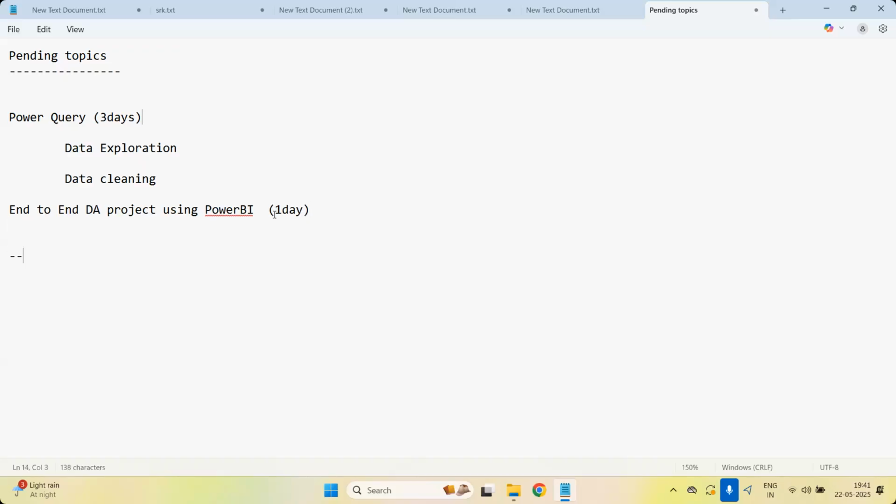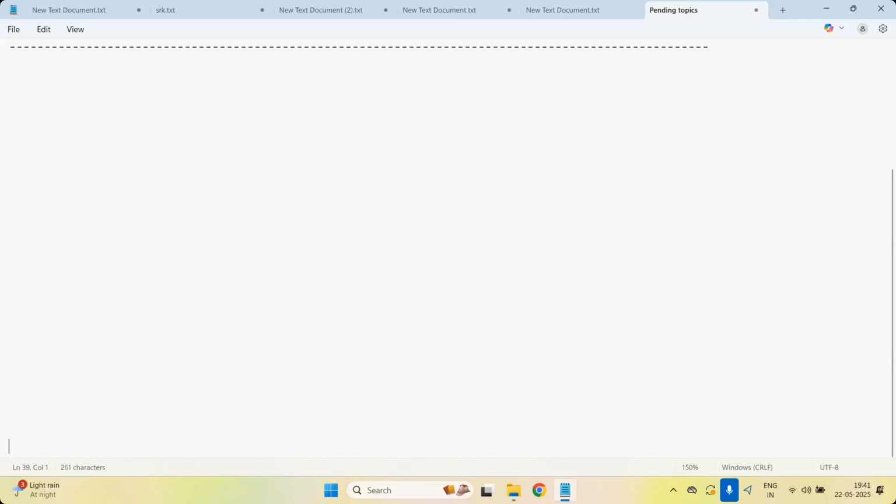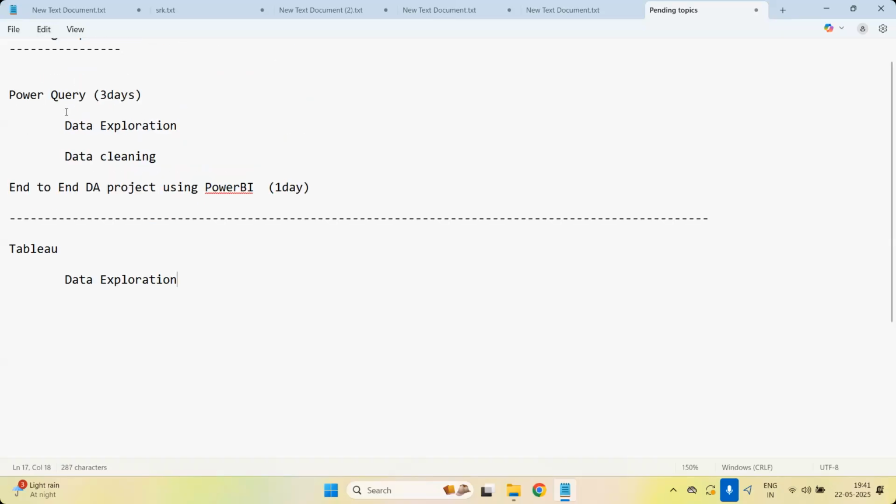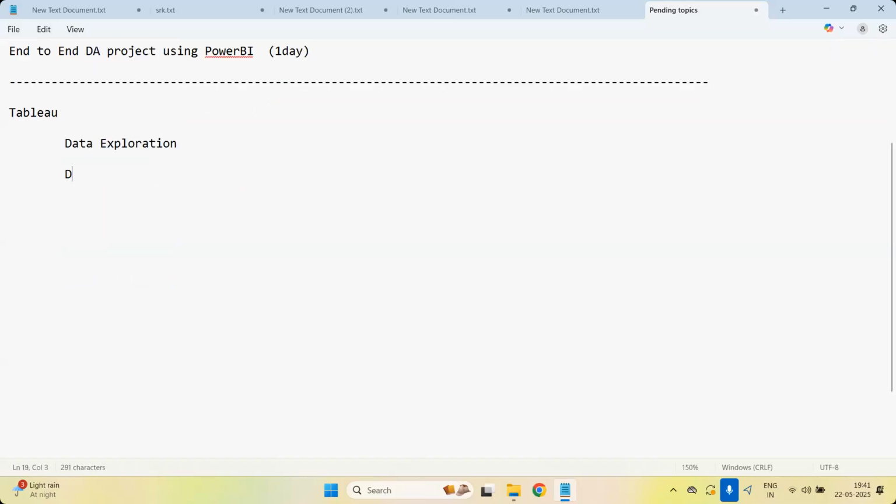Once this is completed, in the similar way how we have done, the same plots, same query, and everything is going to be the same in Tableau. Now we are going to use Tableau. In Tableau, I will start with the data exploration, because I have covered data exploration and data cleaning last time. So in Tableau, I will start with the data exploration and data cleaning so that the comparison will be easy. Learning also will be easy.